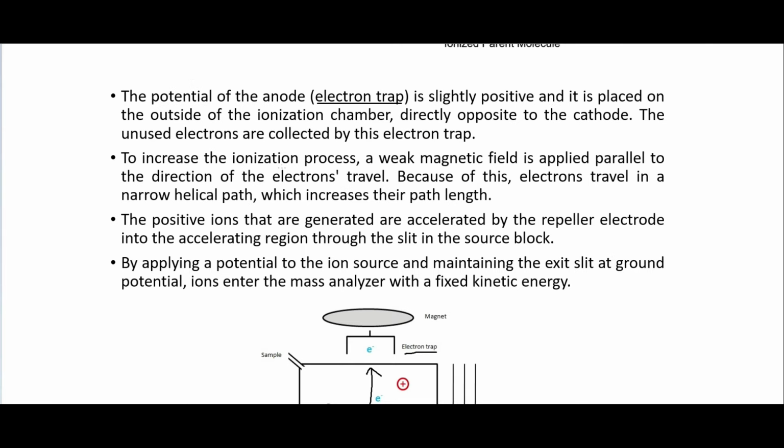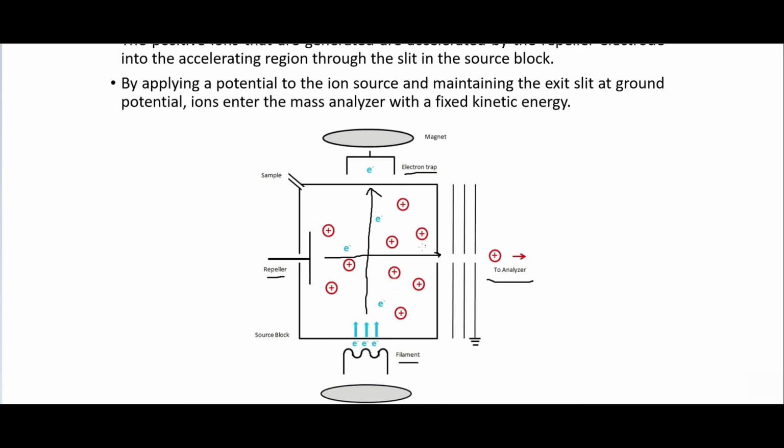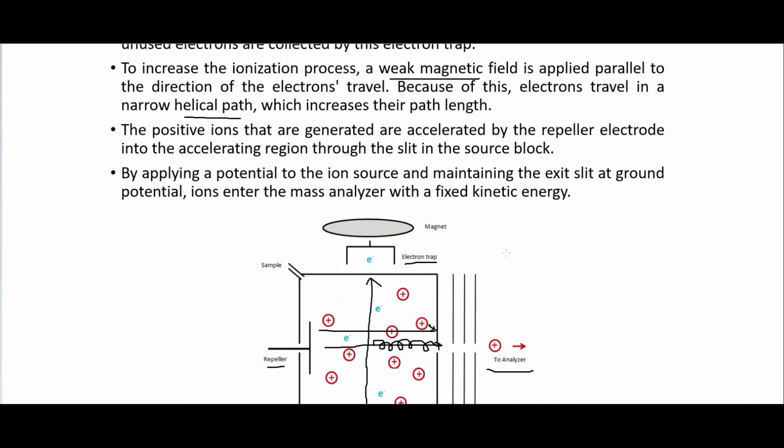And so to increase the ionization process, we have a weak magnetic field. And so because of this, the electrons travel in a narrow helical path. So we have a magnetic field often that's going in this direction. And so the ions are actually going in a sort of helical path through here. And so that can increase the time of flight.